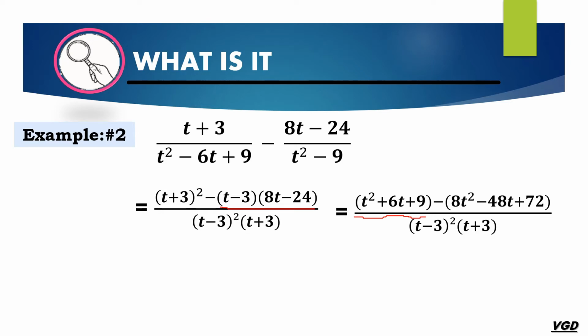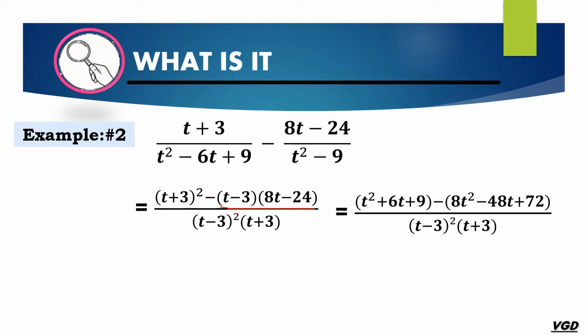and for this equation, t minus 3 times the quantity of 8t minus 24, we will be able to get 8t squared minus 48t plus 72. So it is enclosed with parentheses, over, just copy the denominator, the quantity of t minus 3 squared times the quantity of t plus 3.